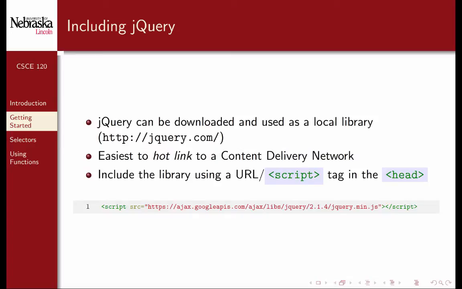jQuery can be downloaded and used as a local library from jQuery.com. However, for our purposes, it'll be easier to hotlink to a content delivery network, a CDN. To do this, we include the following script tag in the head of any HTML document. When a user requests and loads a page, the browser will realize that there's an external script file and will also go out and download it and load it into the page as well.